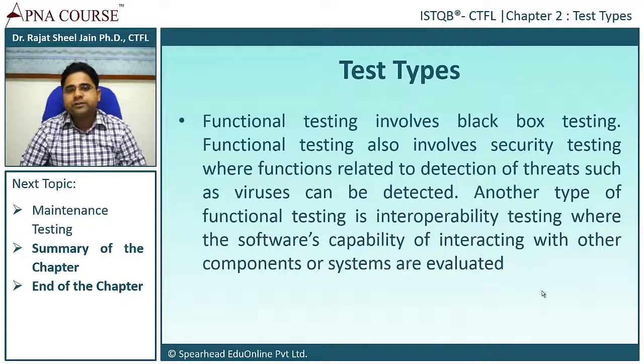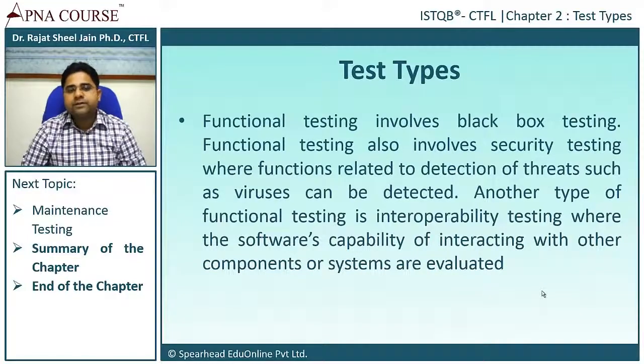Another type of functional testing is interoperability testing, where the software's capability of interacting with other components or systems is evaluated. Interoperability means the testing that we do to check whether two different environments are compatible with each other or not, or whether the application running on two different environments is compatible or not. This is interoperability testing.